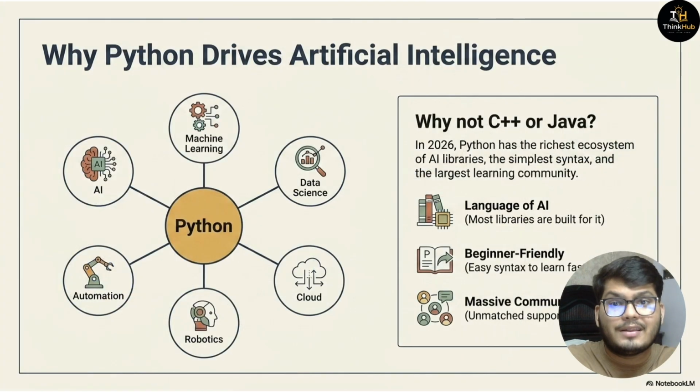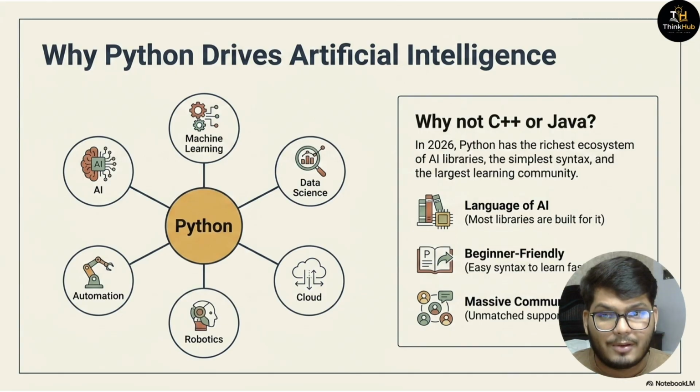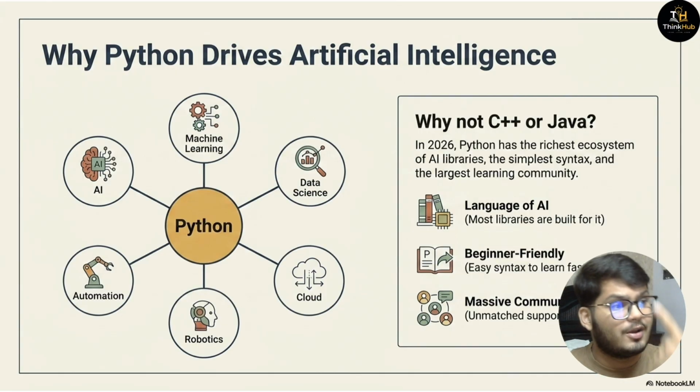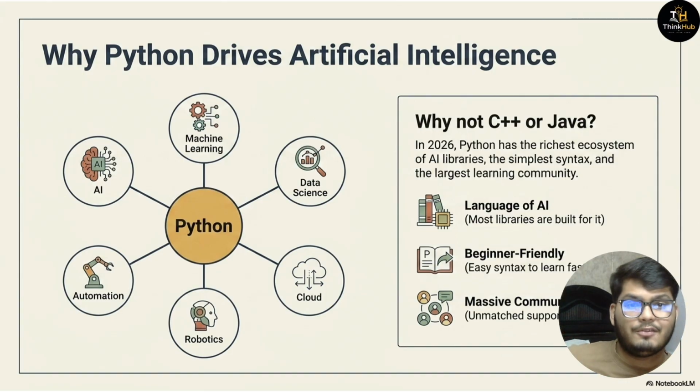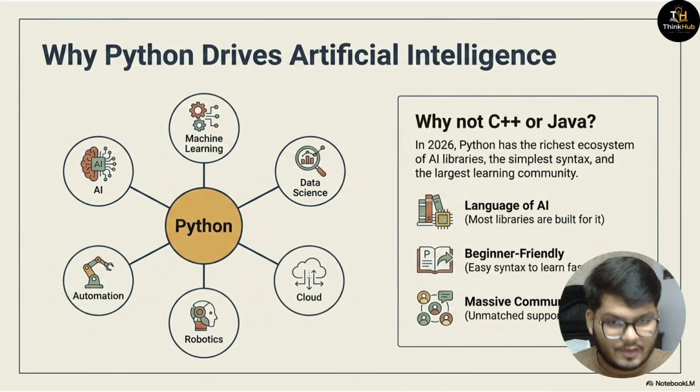And why does Python drive artificial intelligence? Why Python only? Why not C++ or Java? So Python has the richest ecosystem. It has libraries, automation, and many more things, the language of AI. And basically it has very simple syntax, and the largest learning community is with Python. It's also beginner friendly and has a massive community.